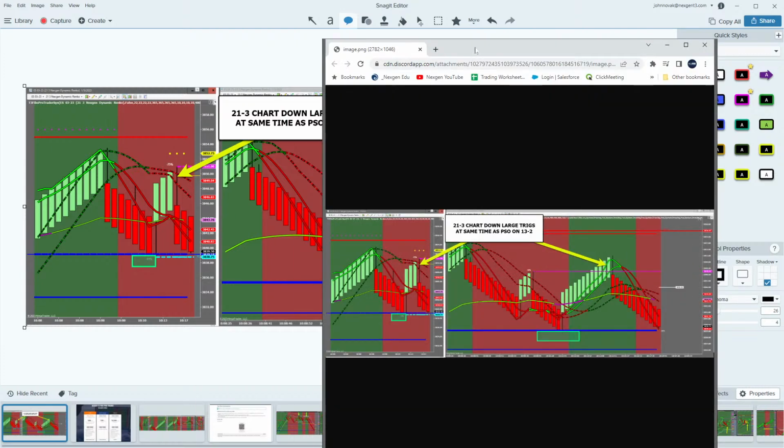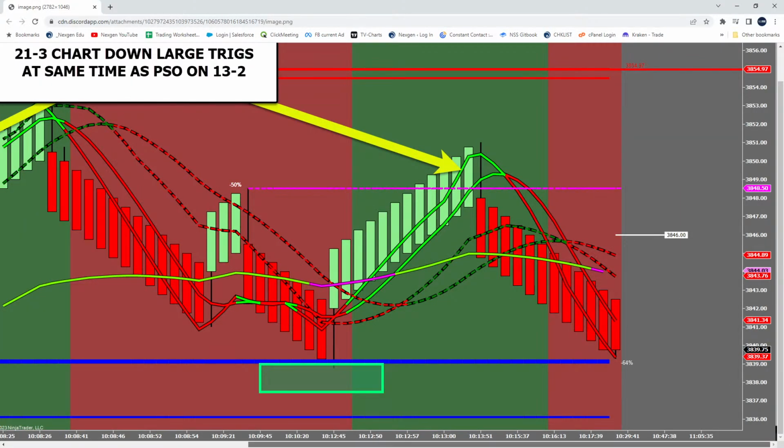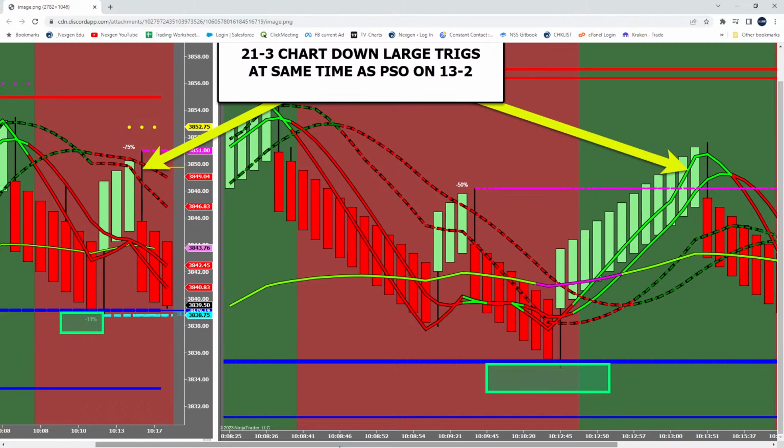So here's my question. Does the 21.3 chart give us any insight as to what the pivot stop out is going to do on the 13.2 chart? What do you guys think? Would you give more power to a 13.2 pivot stop out if you have this trigger on the 21.3 chart?